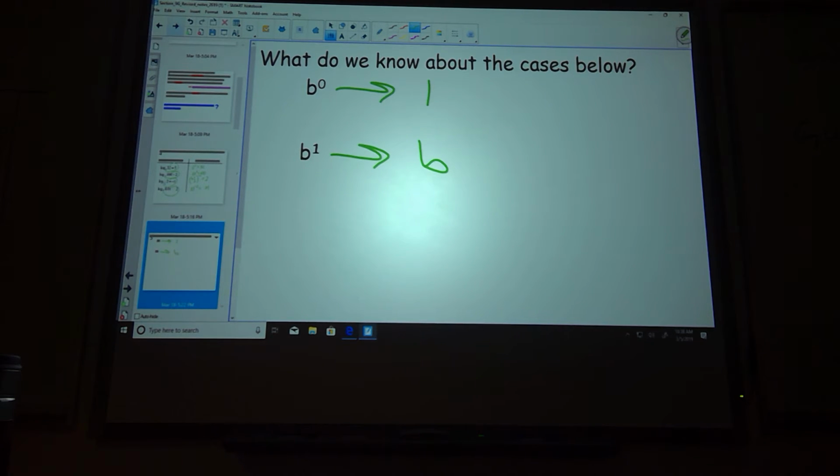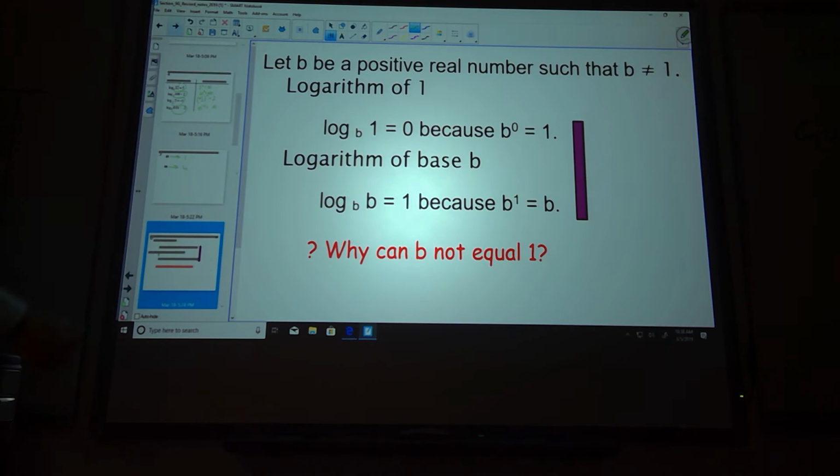That seems pretty straightforward. And then, let's see. Let b be a positive real number such that b is not equal to 1. Where's the therefore in that? It should be in there.